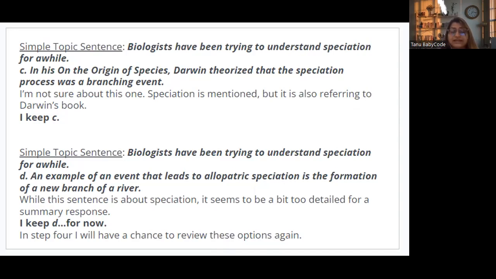Option D: an example of an event that leads to allopatric speciation is the formation of a new branch of a river. This sentence is about speciation, but it is too detailed for a summary response, because it's talking about allopatric speciation and the branch of a river. So I'm just keeping it as an option again. In the next step, we are going to eliminate the options and review also.